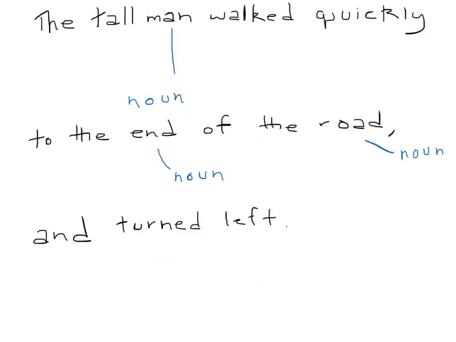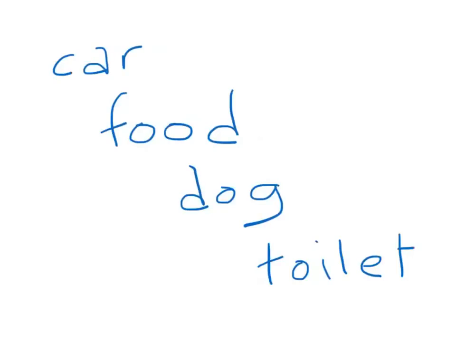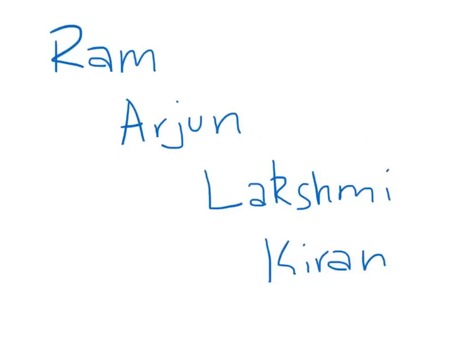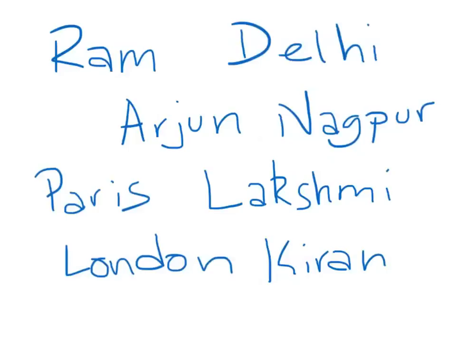Nouns. Everything that exists in the world that you can see, hear, smell, taste, or touch is a noun. All of the words on screen are nouns. Here are some more. But these are all people, places, and things that exist in the real world.